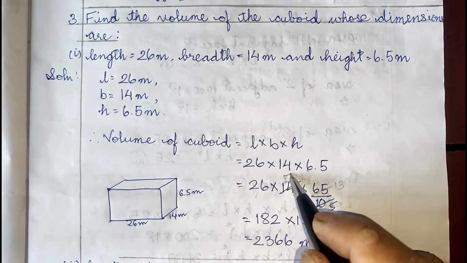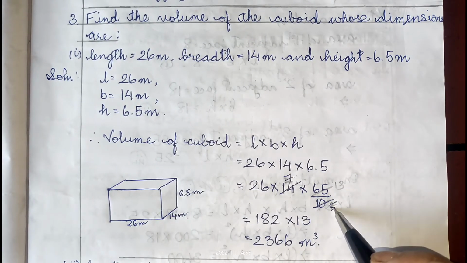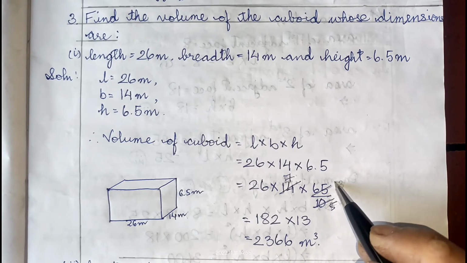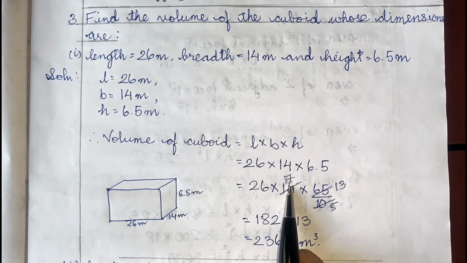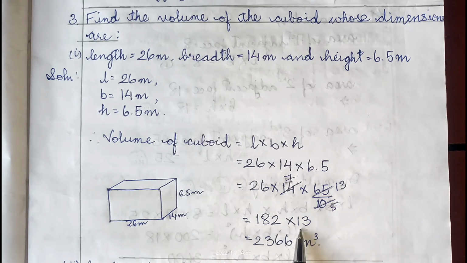If I cancel by 2, it will be 7. Again, 5 and 65 can be cancelled, it will be 13. Now 26 into 7 will give 182 into 13. If I multiply 182 into 13, it will give 2366 meter cube.